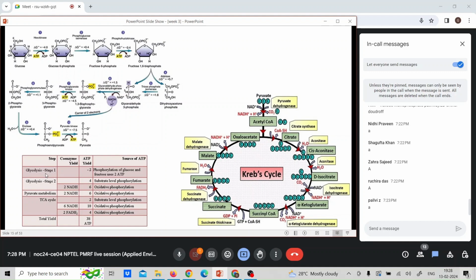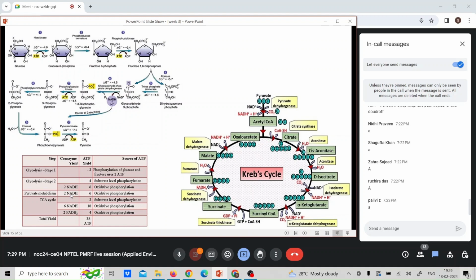the glycolysis stage, until this part, where these two compounds are formed, this is called the preparatory phase. Okay, so in the preparatory phase, you can see 2 ATP is consumed, whereas in the payoff phase, or further downstream from here, this is called the payoff phase. So when you divide glycolysis into two, the first phase is called the preparatory phase, where ATP is consumed, and after that ATP is being formed. So that is called the payoff phase. In that, 4 ATP is formed.